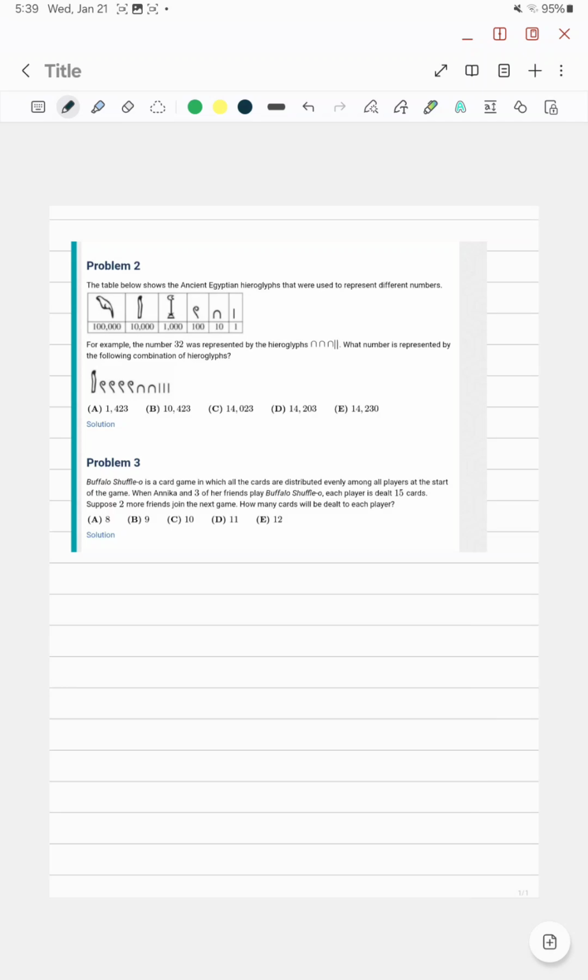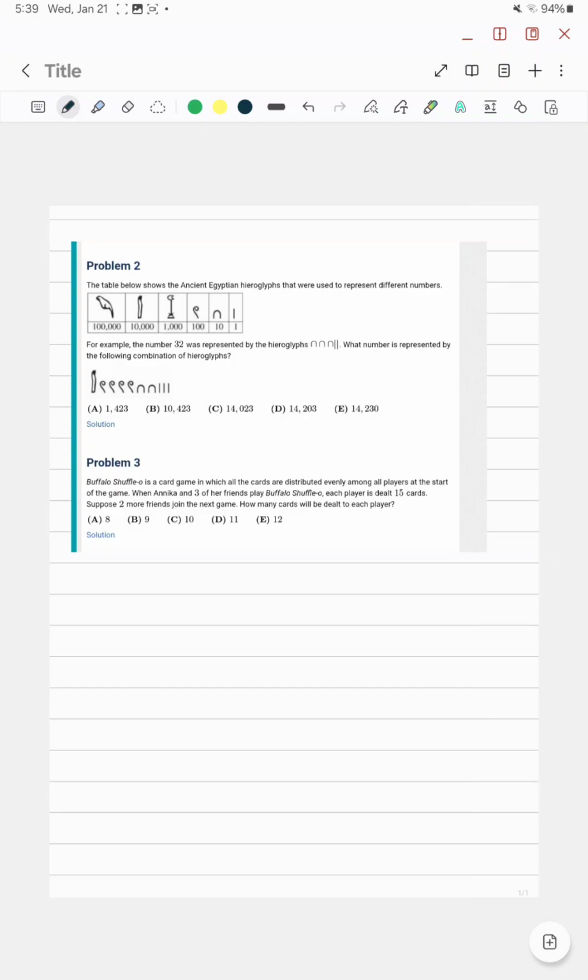Okay. Buffalo Shuffle is a card game in which all the cards are distributed evenly among players at the start of the game. When Anika and 3 of her friends play Buffalo Shuffle, each player is dealt 15 cards. Suppose 2 more friends join the next game. How many cards will be dealt to each player?